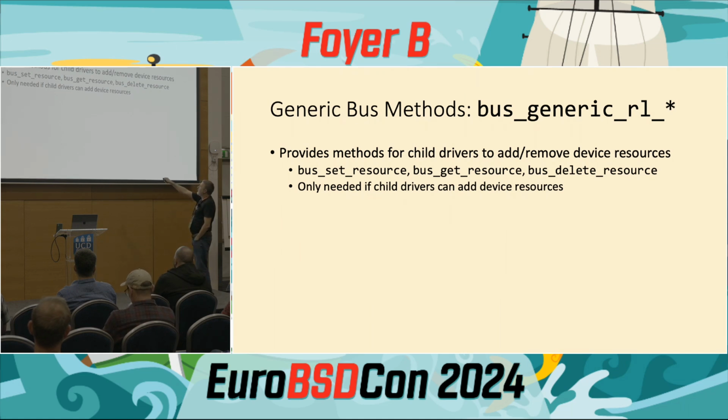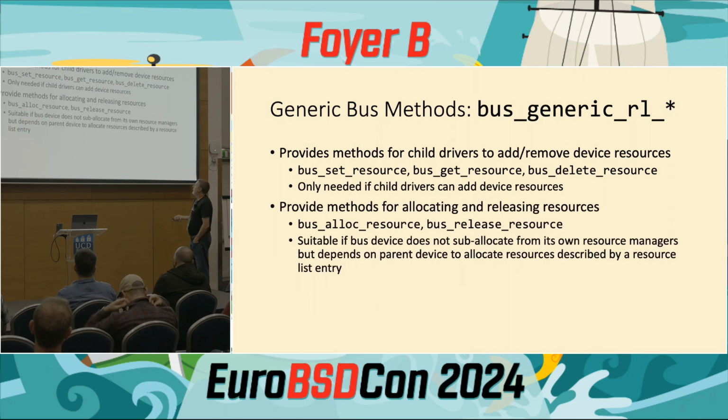In particular, if you allow child drivers to add their own resources using bus set resource and bus delete resource, and to query them with bus get resource, you can use generic versions of these and it'll handle all that logic. It also provides methods for dealing with bus alloc resource and bus release resource. In particular, under the hood, these call resource list alloc and resource list release for you. That's all great as long as you're just naming resources and allowing your parent device to handle the allocation of them. And that's true for things like the PCI bus driver, for the most part.